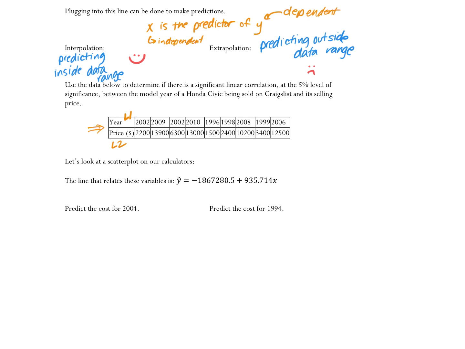Then if you hit zoom, option number 9 says zoom stat. We can see a picture of our scatter plot.